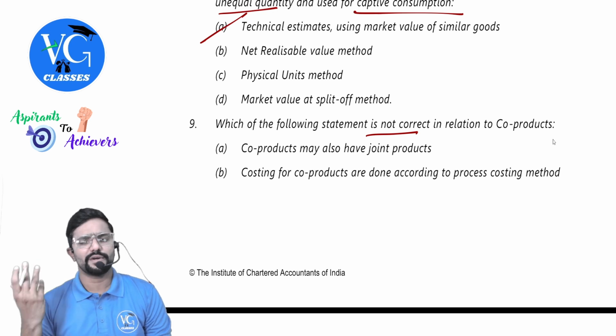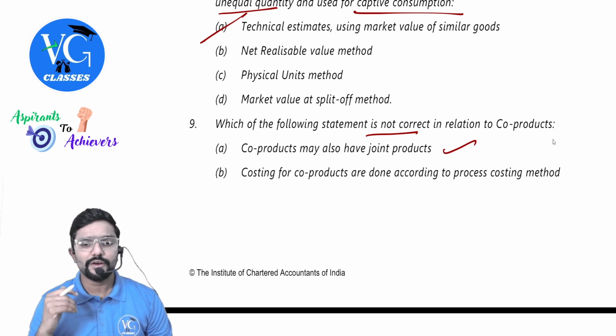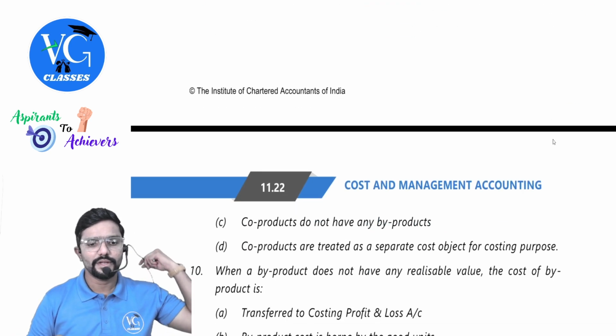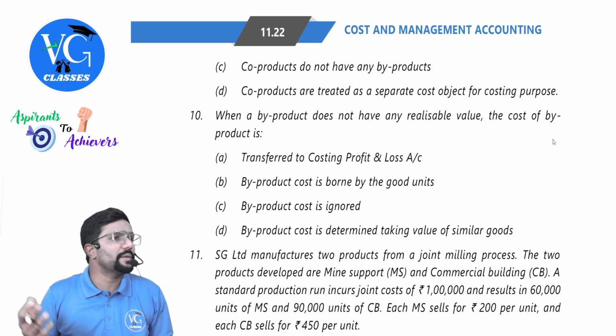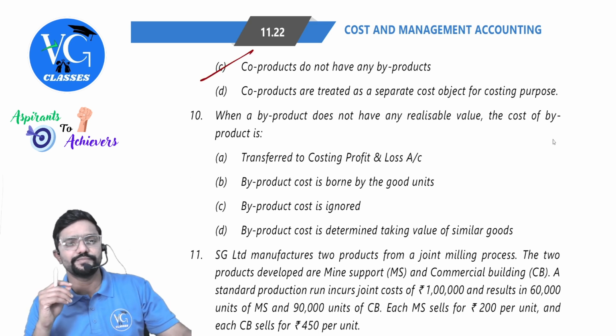Co-products may also have joint products. Yes, it can have, so it can be right. Costing for co-products is done according to the process costing method. Yes, you can follow. Next, co-products do not have any byproduct. How can we conclude it? Can it have? Yes, it can have. So this is the odd one out.